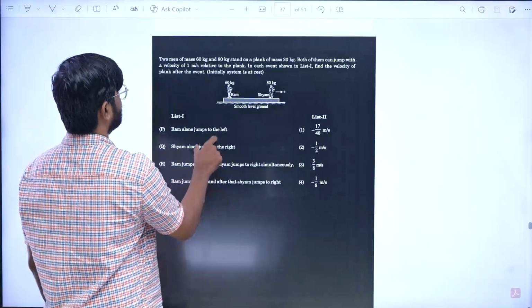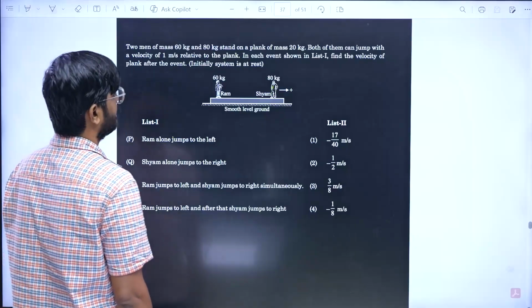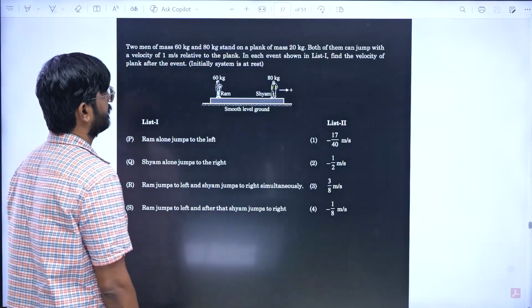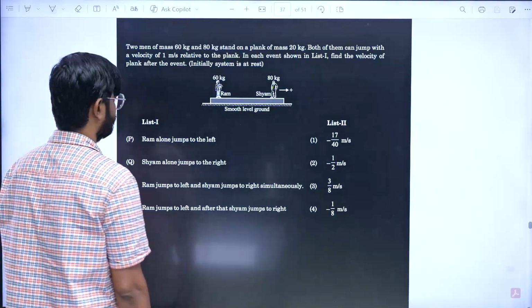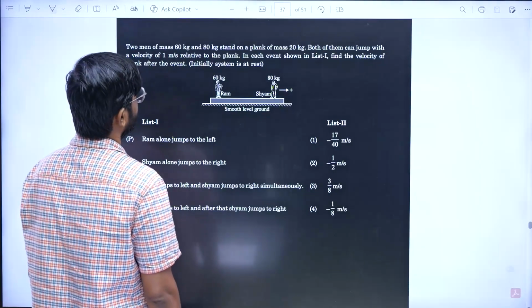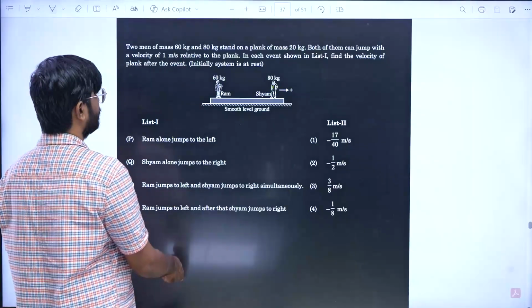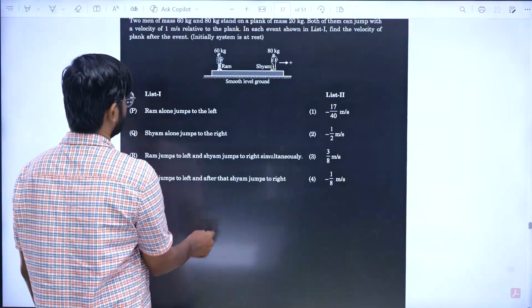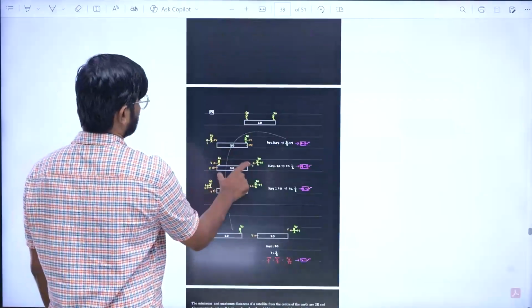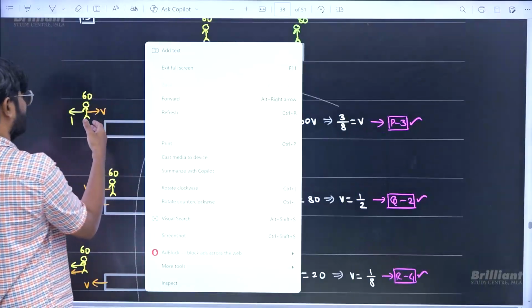Two men of mass 60 kg and 80 kg stand on a plank of mass 20 kg. Both of them can jump with a velocity 1 meter per second relative to the plank. In each event shown in list 1, find the velocity of the plank after the event. Initially the system is at rest. So they said in the first case Ram will jump with speed 1 relative to the cart.